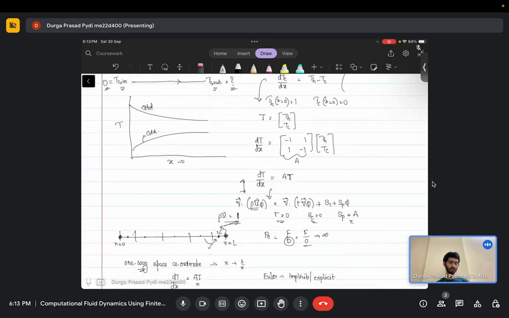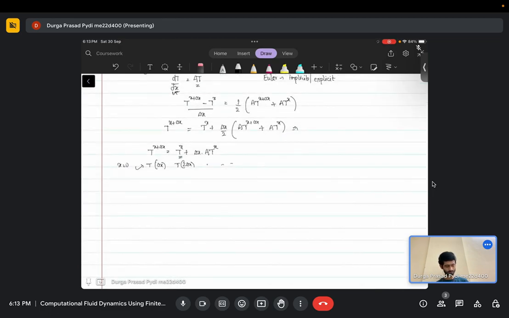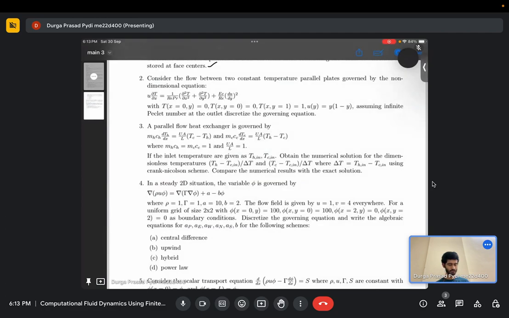So the only point that I want to highlight here is when you have your diffusion component to be negligible compared to your convective component, you can treat that space coordinate as a time coordinate and use any of the methods that we discussed previously, like Euler implicit, explicit, or Crank-Nicolson schemes. I hope that is clear.